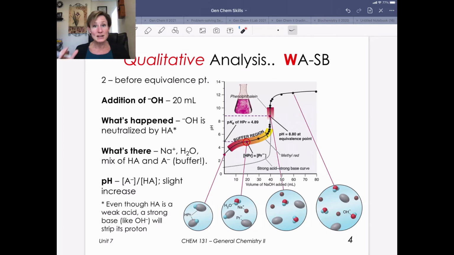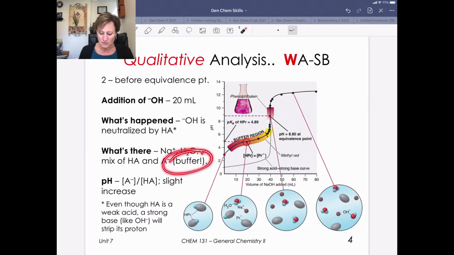What's happened now, because we've got a weak acid reacting with our strong base, is that we're getting rid of some of that weak acid. We're actually generating the weak base, or I should say its conjugate base. So we've got weak acid generating the conjugate base. We've got a buffer solution. As we go through this middle region, we're getting rid of some of this weak acid and generating some of the conjugate base, and when we have a weak acid and its conjugate base in solution, we've got a buffer. So we've got a mix of HA and A- before the equivalence point.